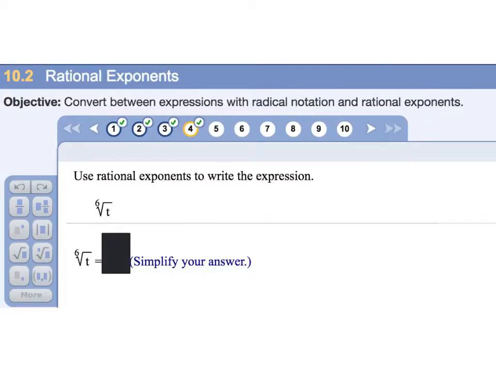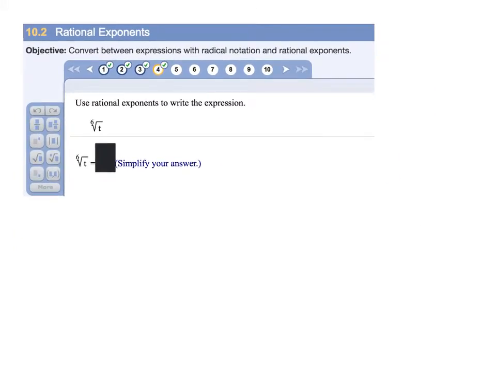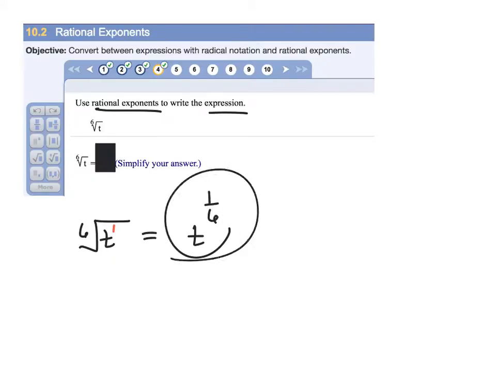So here we've got this radical notation here, and we're being asked to change it into that exponent notation. So when you've got the 6th root of t, and remember that's t to the 1st power if you don't see an exponent, it's a 1. And so that means it's going to be t raised to the 1/6 power, and that is your answer.